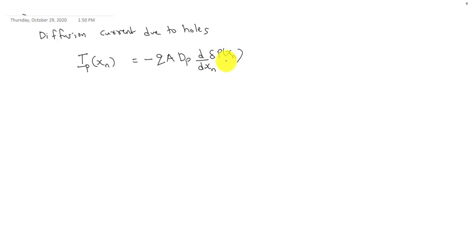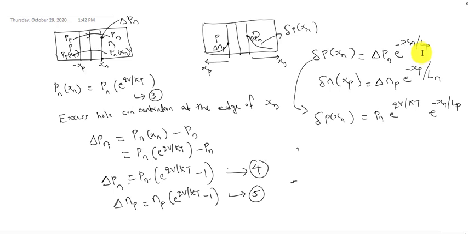This is the condition. The holes are diffusing from delta Pn. So this is the diffusion value. So we obtained the resultant hole concentration del P of Xn. Now if we know the value of del P of Xn, we can find out the value for current due to holes on the n side. So this is the Xn side. So IP of Xn is the current due to the diffusion of holes on the n side.